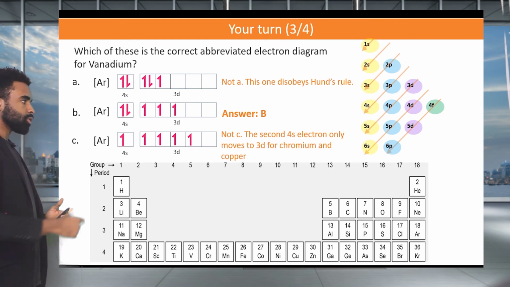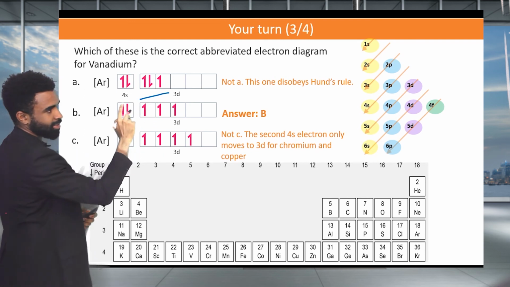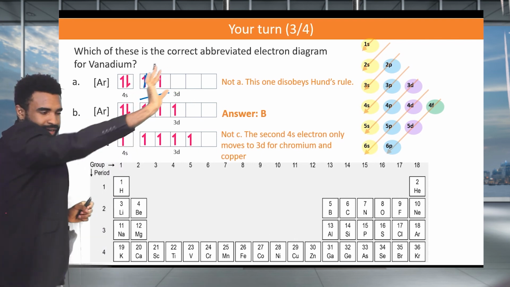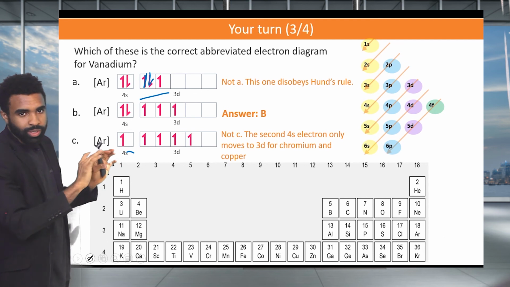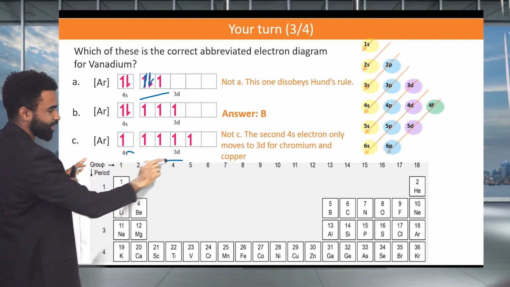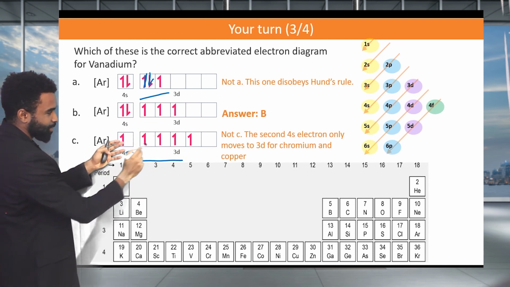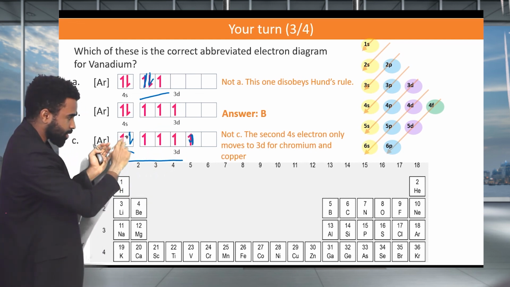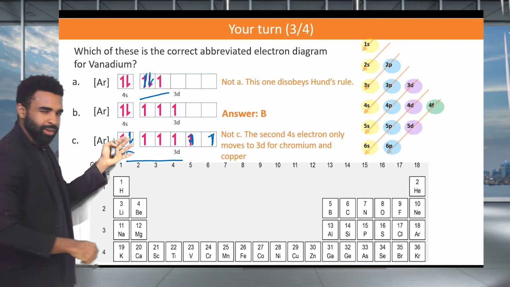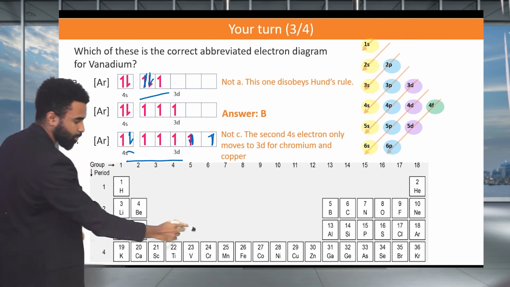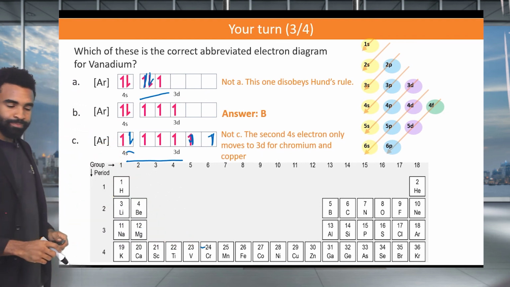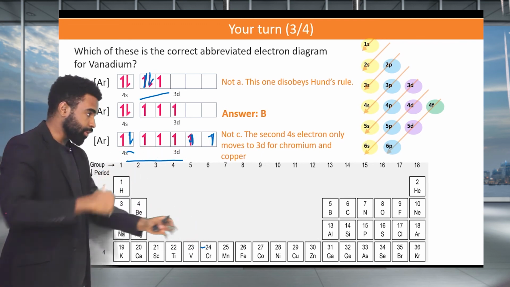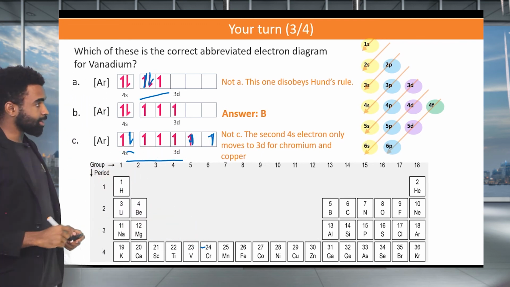So, this one is wrong because it doesn't obey Hund's rule, right? You have up, down in one. No, they want to spread out. This one, oh, we took it too far. We spread out too far in this one. This guy doesn't jump unless it's going to make it full. So this guy wouldn't jump there unless it would become full, and that would be the case for chromium there. When I say full, I mean half full for chromium, or full for copper. So the answer there is just B.